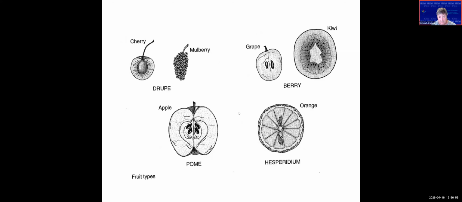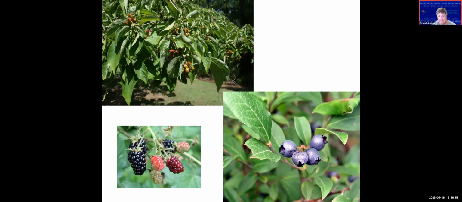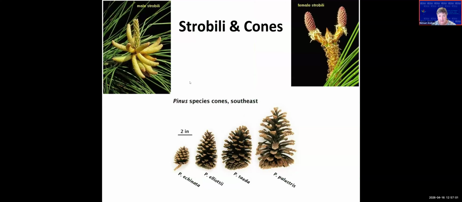Okay. And here's some examples of some fleshy fruits. All right. And what you might expect to see. Lastly, our reproductive features of pines. They're not flowering plants. They don't produce a fruit.